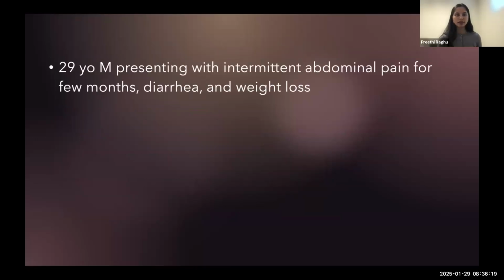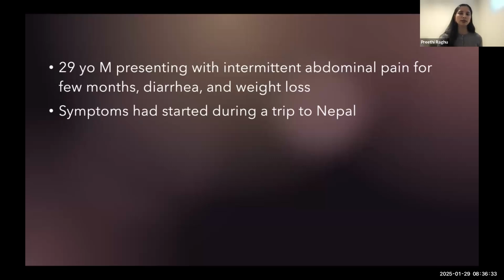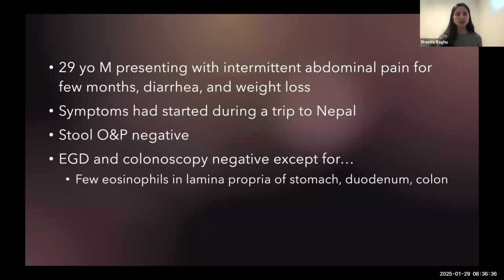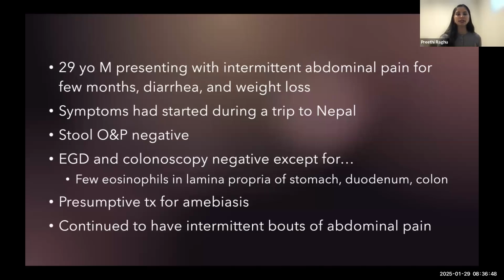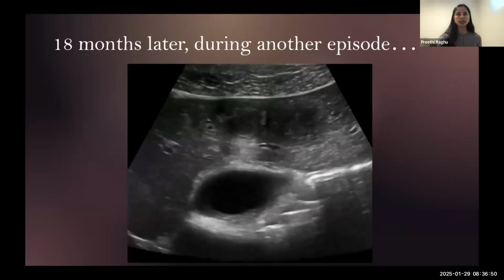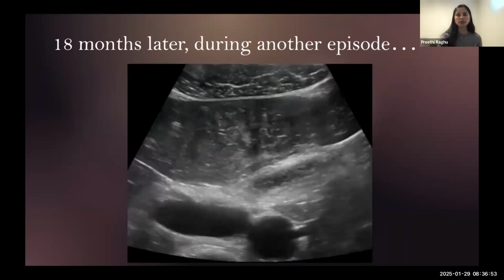Okay. And then next in the infection category, this was a very challenging case of a patient that some of you may have worked with who had intermittent abdominal pain, weight loss, had an international trip. Ova and parasites were negative, had upper and lower scopes negative, except for a few eosinophils in the stomach, duodenum, and colon. Presumptively treated for amoebiasis, continued to have abdominal pain, and then 18 months later came to us for an ultrasound.